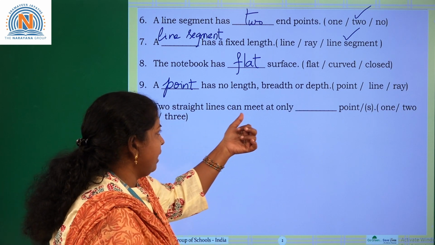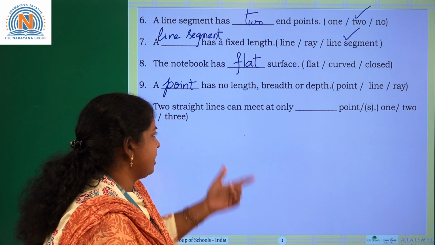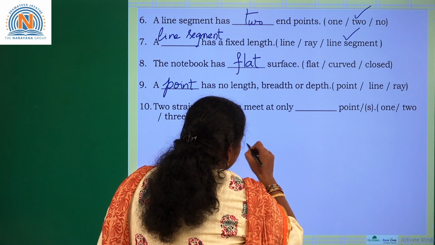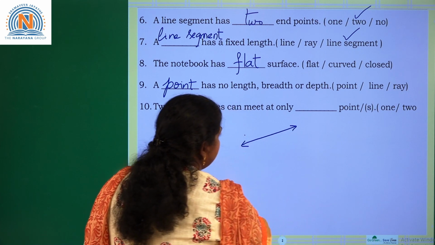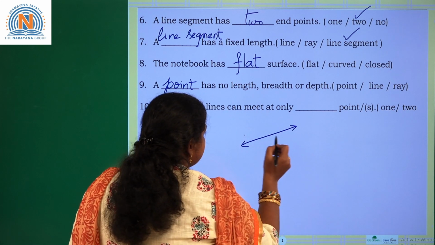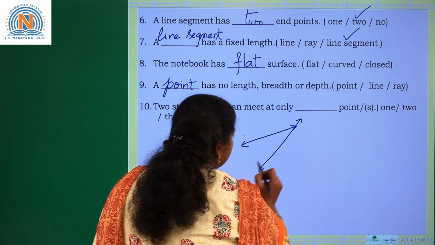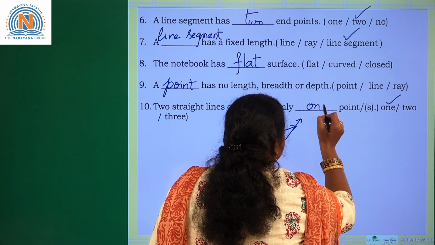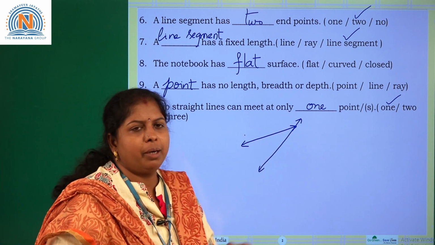Two straight lines can meet at only dash point. If you consider any 2 straight lines, they meet at only dash point. How many points? They will meet at only 1 point. Two straight lines can meet at only 1 point.